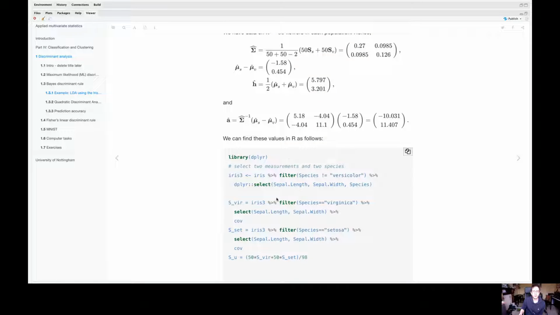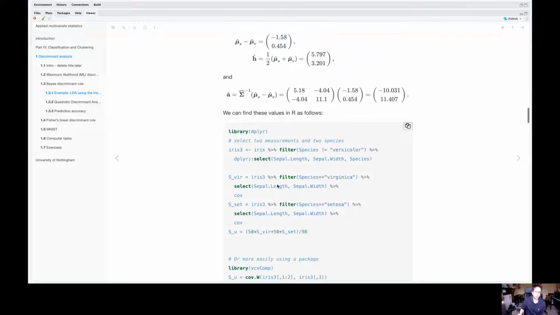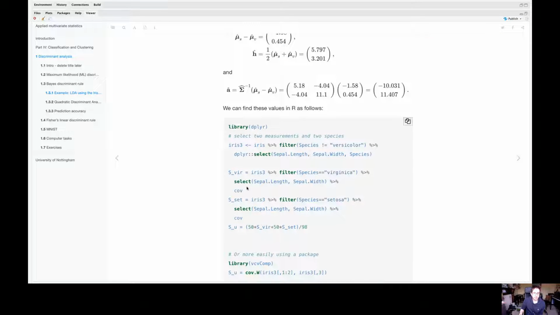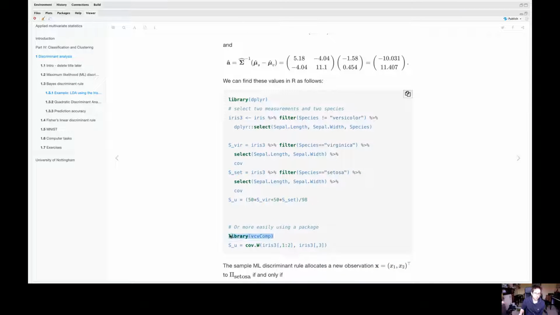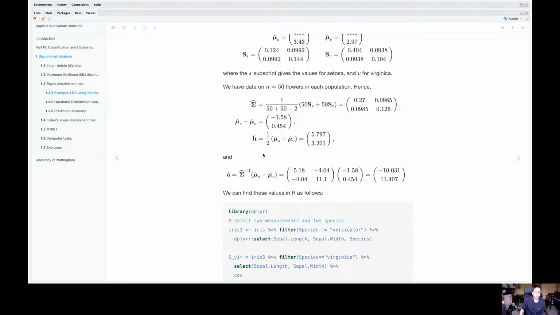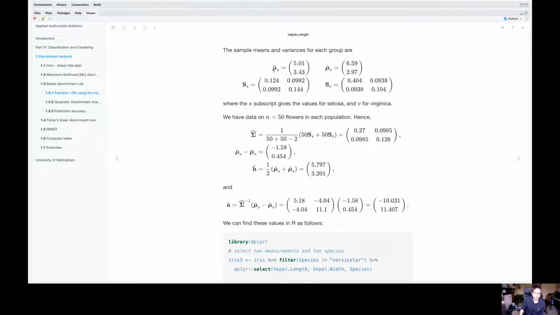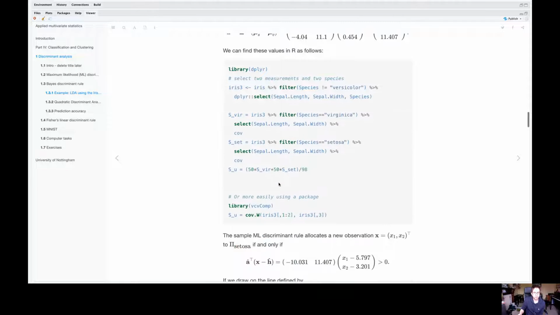I've given you some R commands here for working out the pooled covariance estimator, how I did it. But there is a command as well, if you install this library, that does a pooled covariance estimator. And once you've got a pooled covariance estimator, working out the other bit should be straightforward for you. So have a go at that. See if you can work out the means for each group, work out H and A.